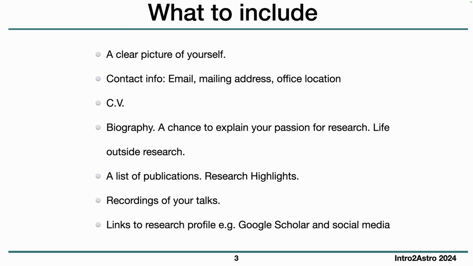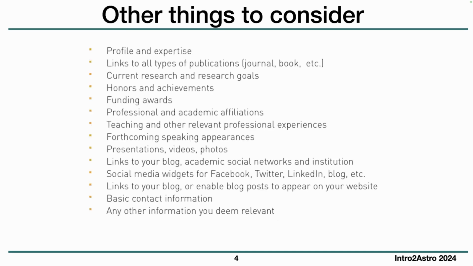Finally, you can also link to some of your research profiles, for example, your Google Scholar profile, or your ADS profile that we talked about in week 1. These are the most up-to-date records of your publications. Okay, so here's a list of some of the other things you can include on your personal website. I won't go through all of them, but many of them overlap with the CV material that Yaguang just talked about.